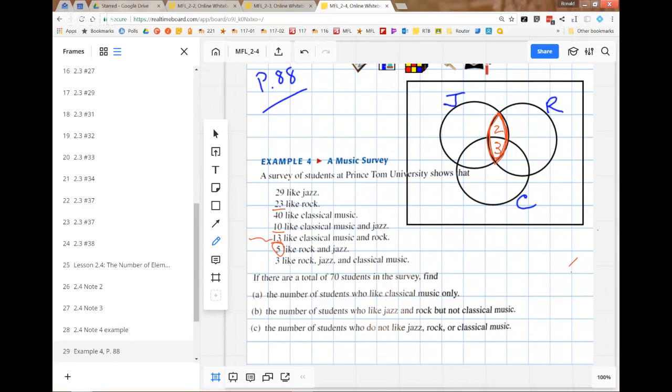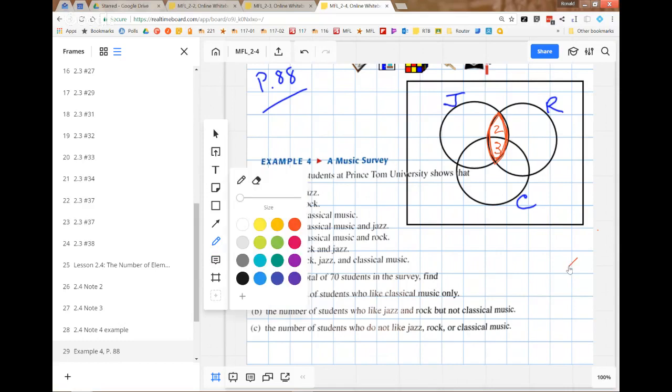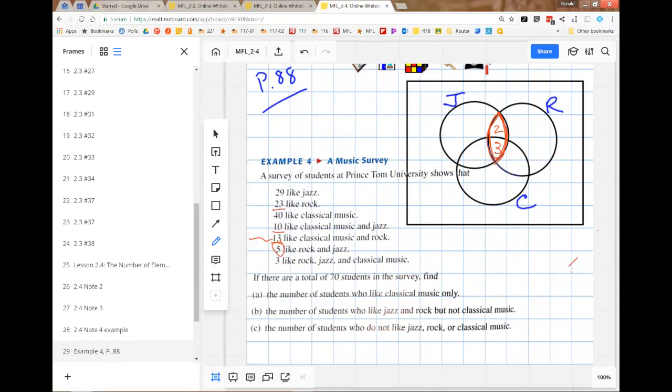Okay. Now let's go to this one. 13 like classical and rock. Where do classical and rock intersect? Well, I'm going to change the colors. To the right of the 3. This is where classical and rock intersect, right? That whole thing. Mm-hmm. And that needs to total 13. So what does that lead us to if that's supposed to be a total of 13? 10. 10 in the space. Yep, you got the picture now.